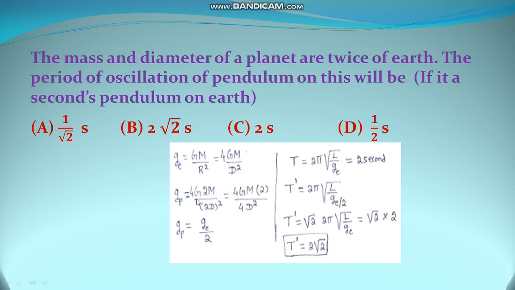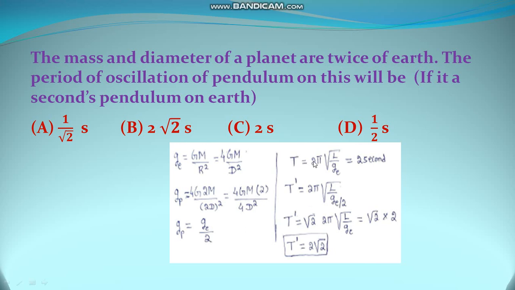For the planet, what is given there? The mass is twice and the diameter is twice. So see here, 4GM by D square. 4GM by D square means what? Acceleration due to gravity of Earth. So we write that as g e, and when you simplify this, you get g e by 2.